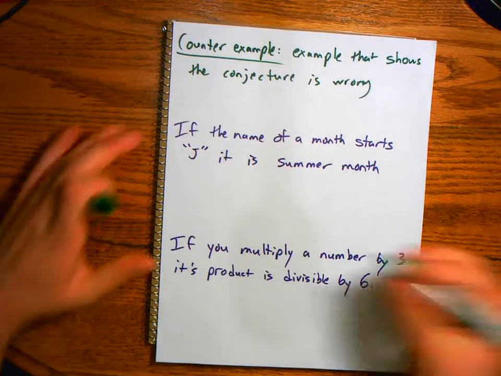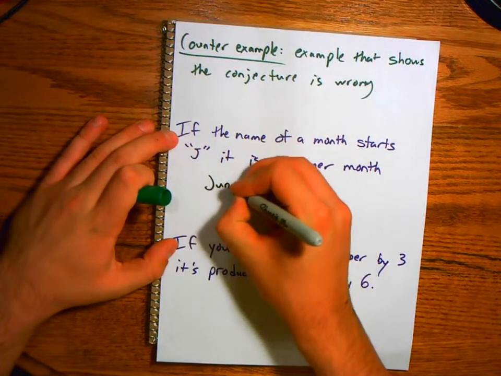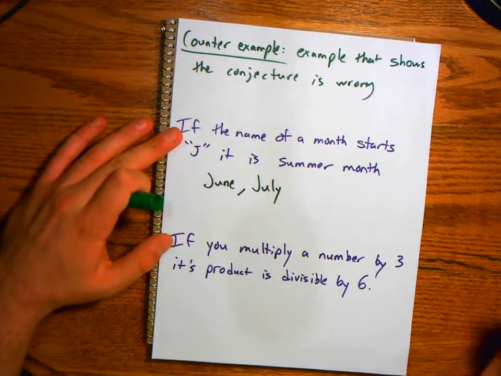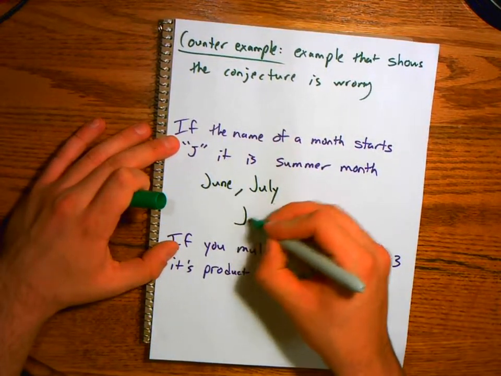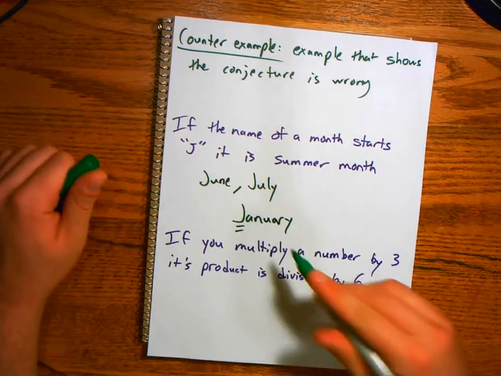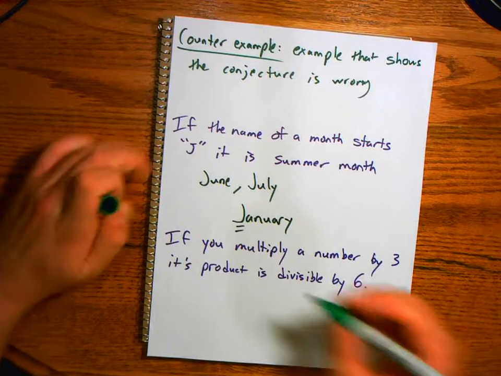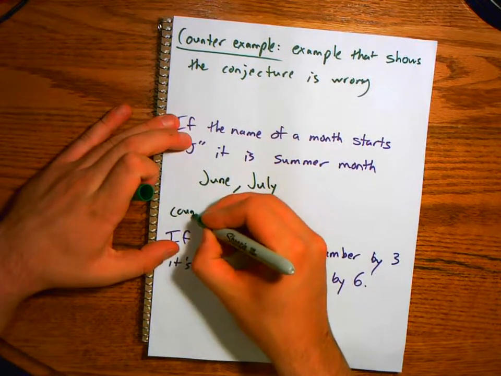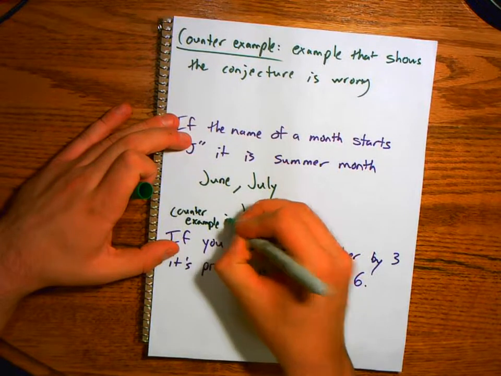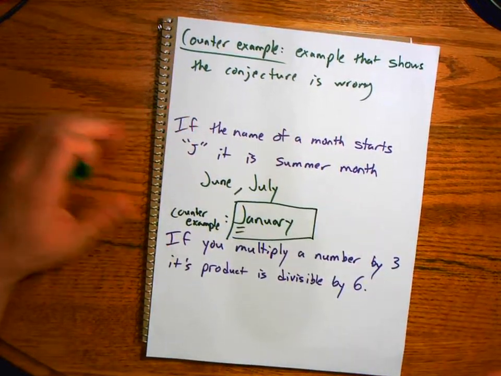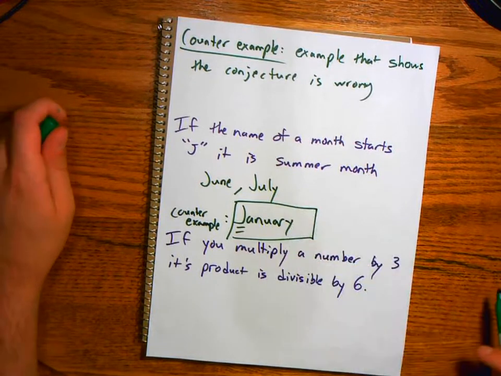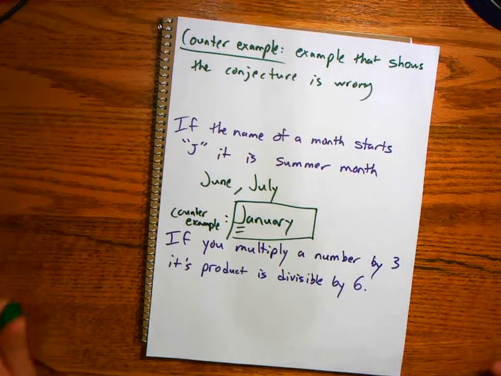So obviously all of the J's, we have June, that is a summer month. We have July, and that is a summer month. But there is another month, January, that starts with a J, and it is in the winter. So your counterexample is January. It's a winter month that starts with a J. So not every month that starts with a J is a summer month.